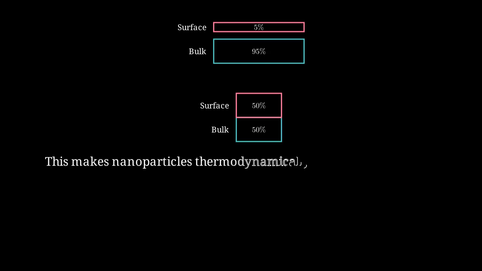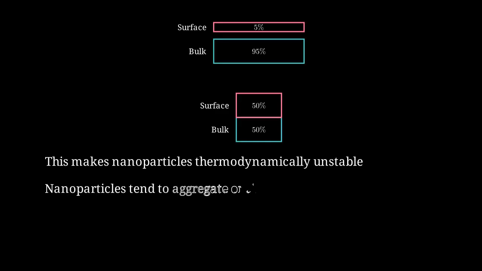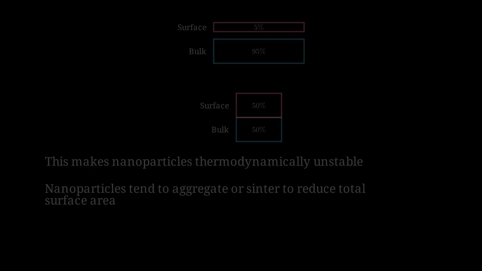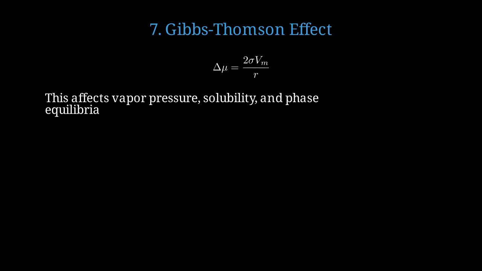This high surface energy makes nanoparticles thermodynamically unstable. They want to minimize surface area. That's why nanoparticles naturally aggregate or sinter together, reducing total surface area to lower energy. The Gibbs-Thomson effect describes how particle curvature affects equilibrium conditions. The chemical potential change equals 2 sigma times molar volume divided by radius. This chemical potential change affects vapor pressure, solubility in solutions, and all phase equilibria.